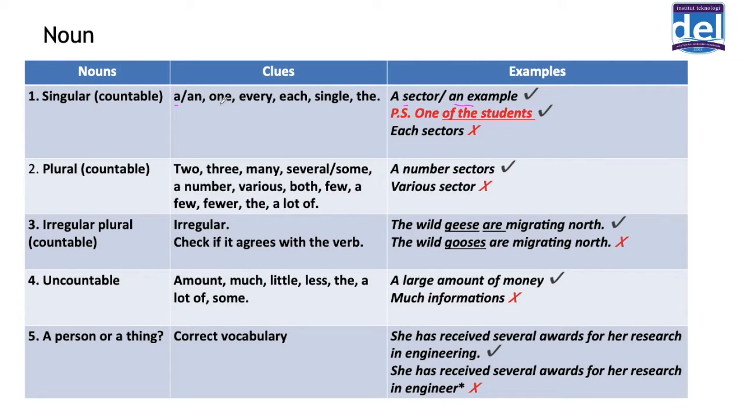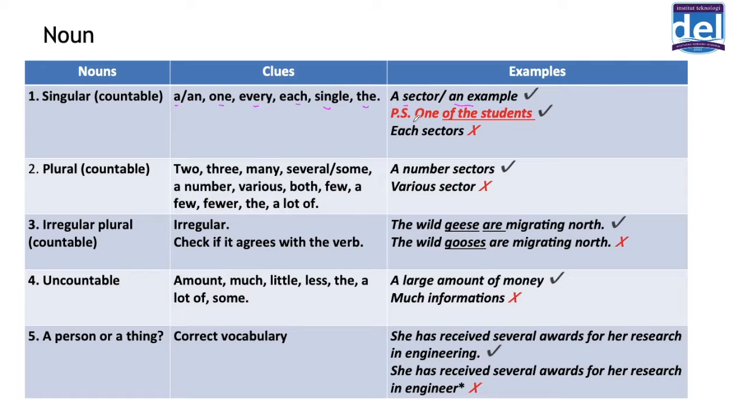The other clues are like one, every, each, single, and the. Article the actually can be used for either singular or plural or maybe uncountable nouns. Let's get back to the example. If you see in a sentence a sector or an example, then the use of the noun is correct.